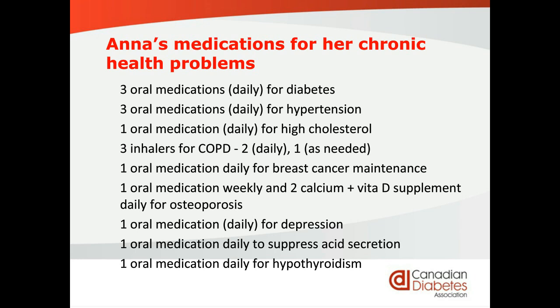1 type of pill for her high cholesterol. And she needs to use 3 inhalers for her COPD. Out of that, 2 of them she has to use regularly, and 1 is as needed. And she takes 1 type of medication for breast cancer maintenance, 1 medication weekly, plus 2 calcium supplements every day for her osteoporosis. 1 medication for her depression, 1 medication to suppress acid secretion, and 1 medication for hypothyroidism.